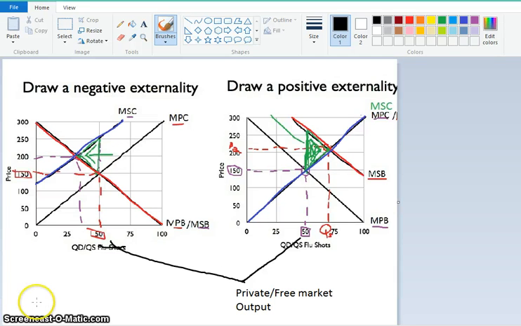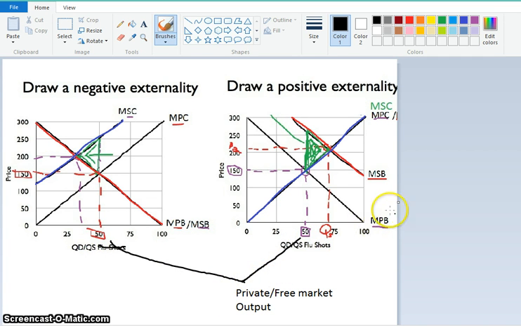All right, so we've got one more elasticity video to make here, and I want to help you read the graph, because this screws kids up royally. They may understand everything about the externality graph, but just reading it, they start to have trouble with this one thing. So I've identified for you here the private or free market quantity of output in both cases.